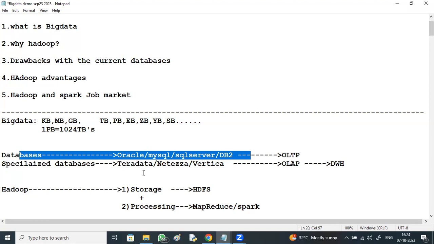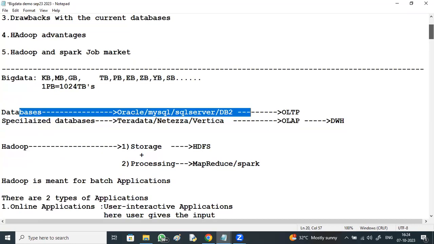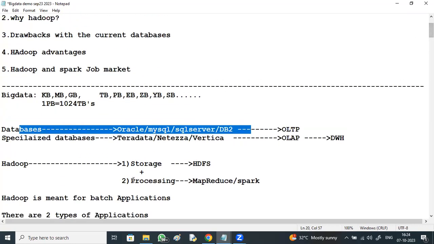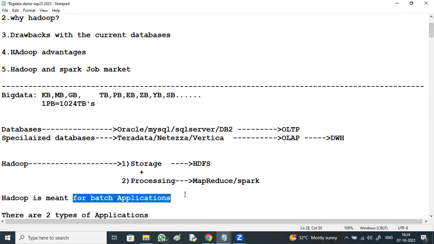Okay, you need to clearly understand that Hadoop is not for online processing. Hadoop is meant for batch applications. Hadoop is not for online applications.